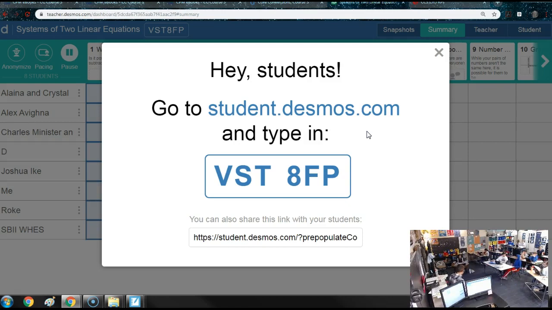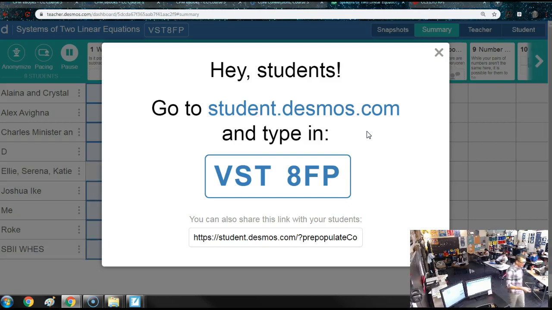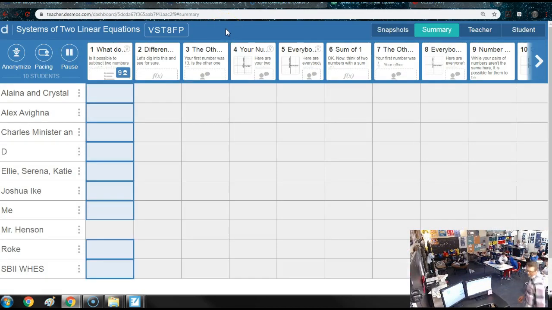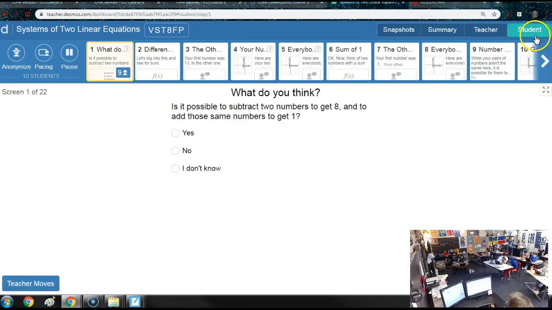What about lines that aren't parallel? How can we figure out when they're going to intersect? So this activity that we're about to work through is all about the intersection of those lines. So go ahead. Intersection of two lines. Everybody's starting on screen one. Remember, if anything happens with your computer, the code is always up at the very top.